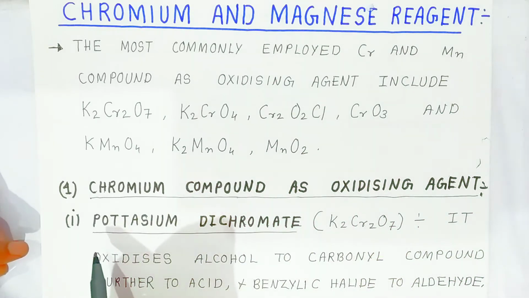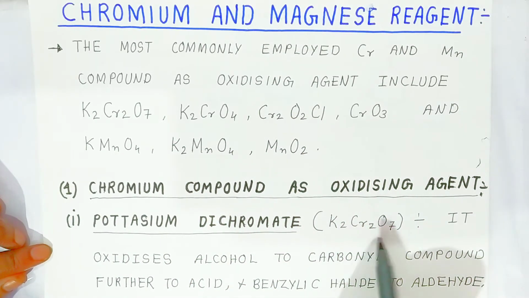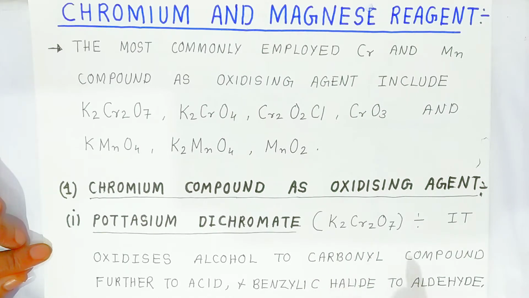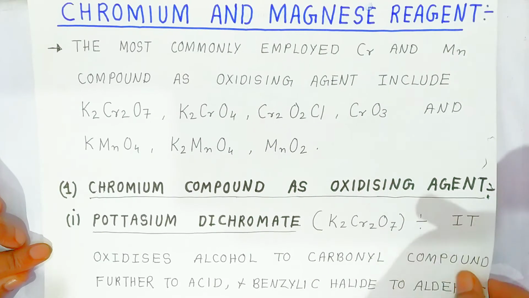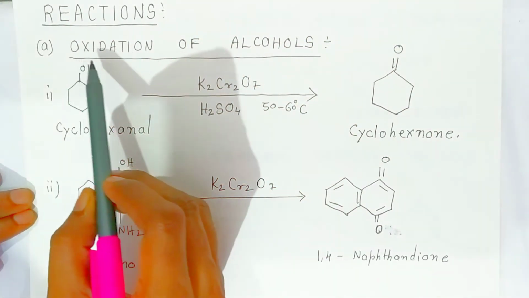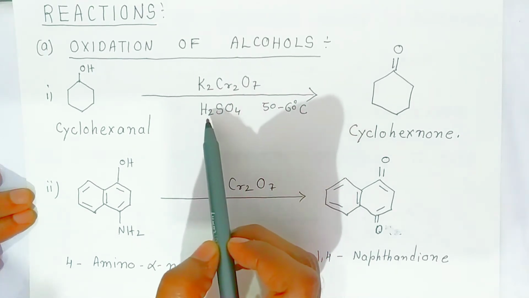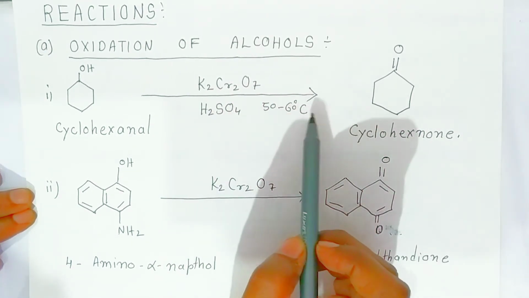Now the first chromium compound students we are taking here is potassium dichromate, that is K2Cr2O7. It oxidizes alcohol to carbonyl, and carbonyl compound further oxidizes to acid, and benzylic halide when oxidized will give you aldehyde. Now students we are going to see some reactions. Now how oxidation of alcohol takes place in presence of potassium dichromate, that is in presence of sulfuric acid at 50 to 60 degrees Celsius.